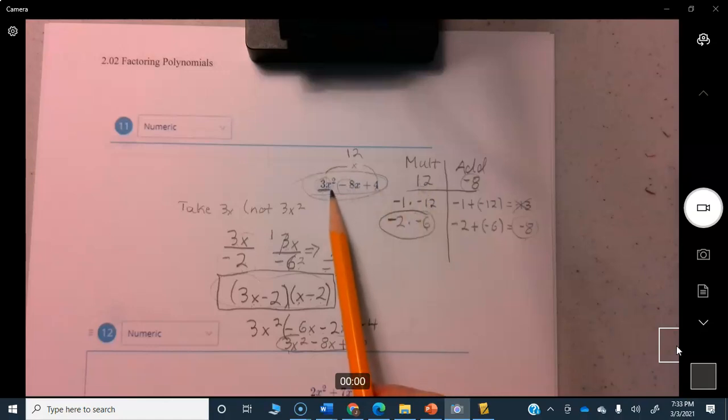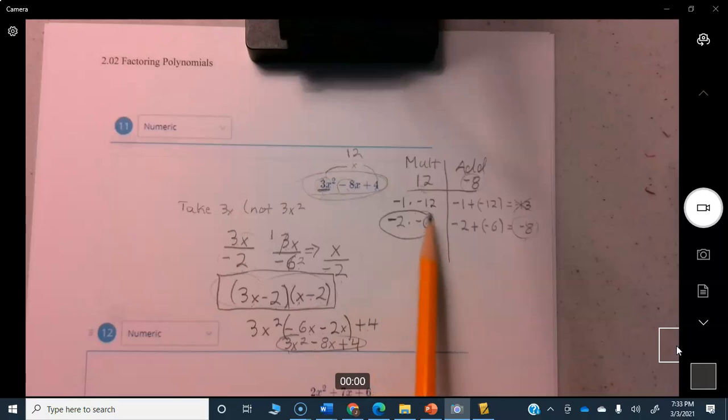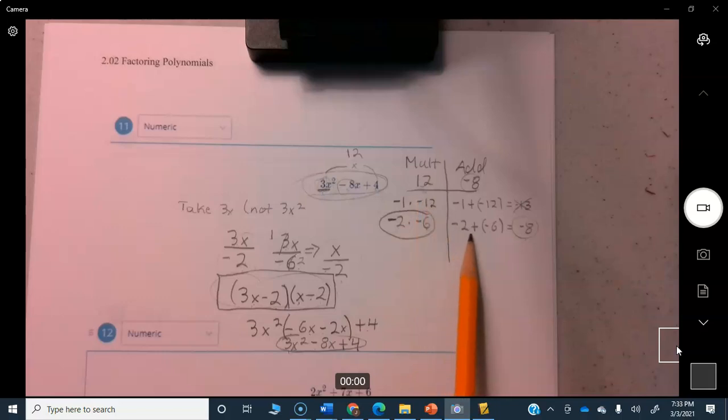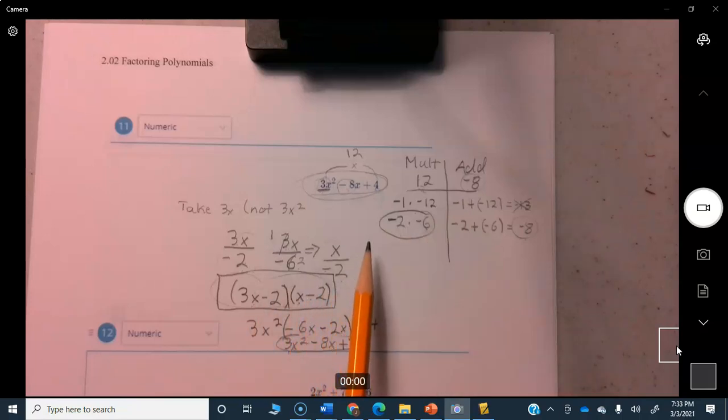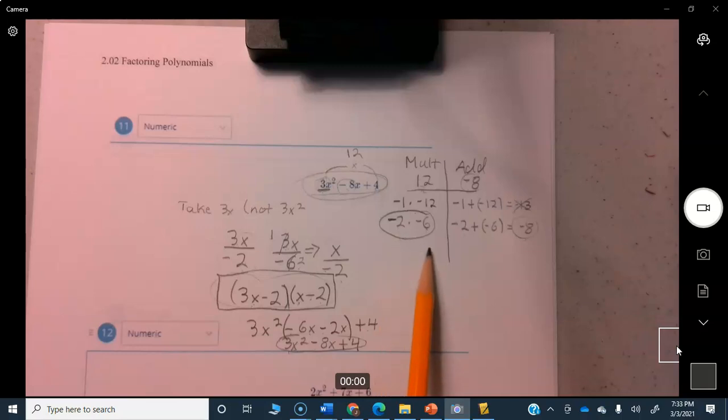Then they still have to add to -8. That doesn't change from the way we did the earlier ones. We ended up just trying out different combinations until we found out that -2 times -6 is 12, and -2 plus -6 is -8. So -2 and -6 were our numbers. Now on the previous example, we would have just said x minus 2 times x minus 6 and we'd be done with the problem, but not here.